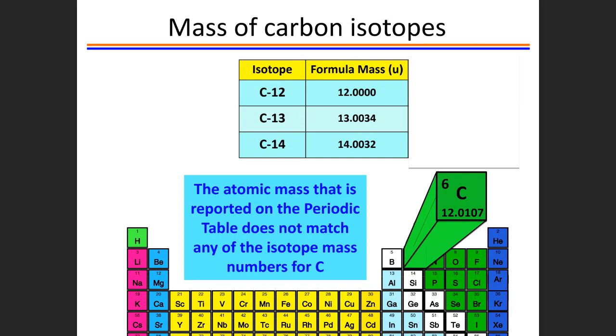The atomic mass that is reported on the periodic table does not match any of the isotope mass numbers for carbon, because this is not the regular one, correct? This is the isotopic, and the periodic table shows the regular properties, regular elemental mass and atomic number.